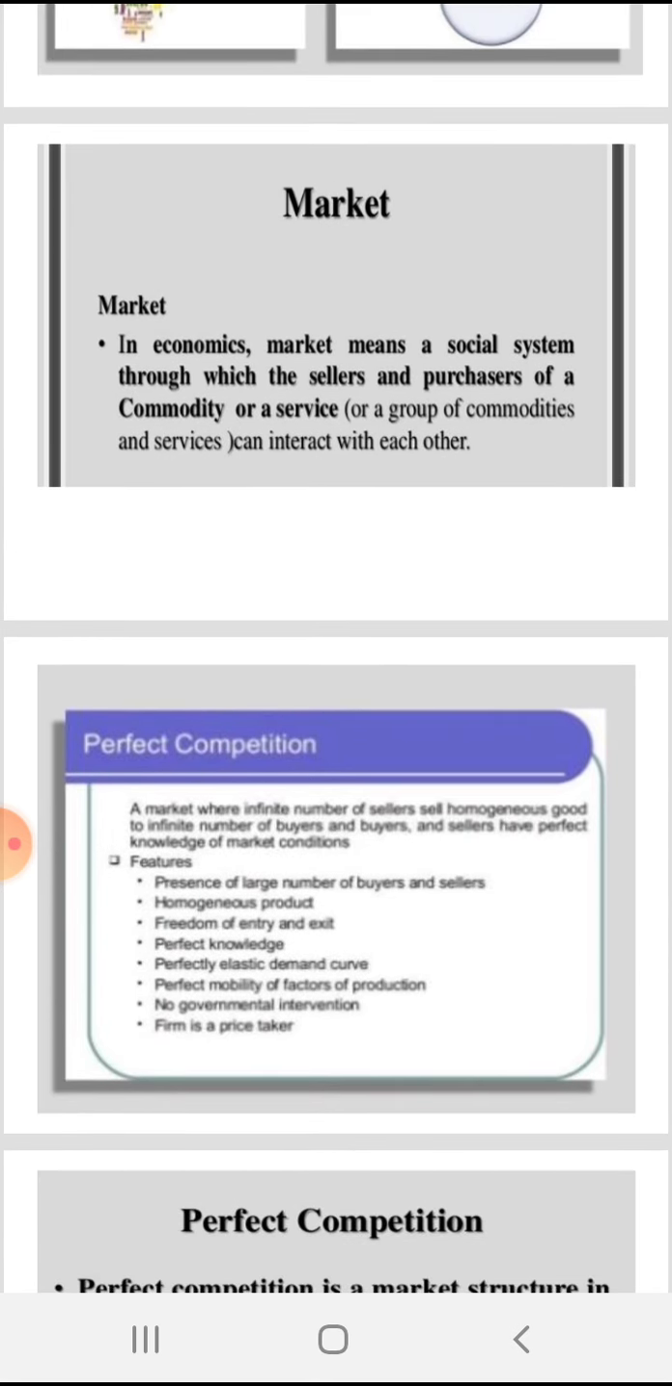Now let us see what is market. In economics, market means a social system through which the sellers and purchasers of a commodity or a service, or a group of commodities and services, can interact with each other.